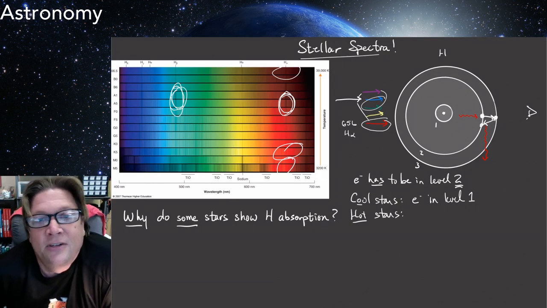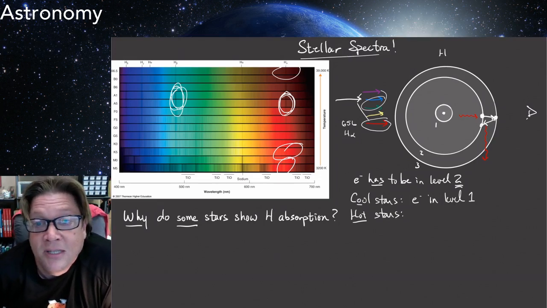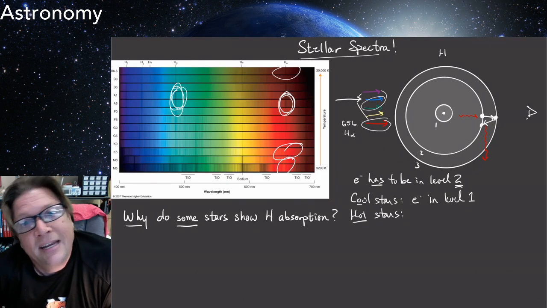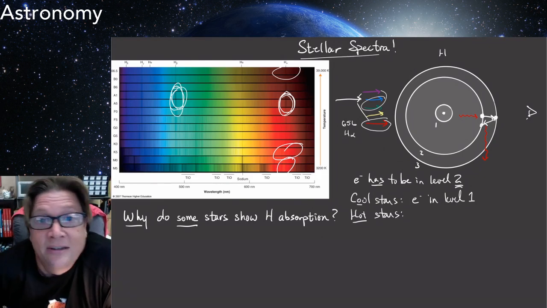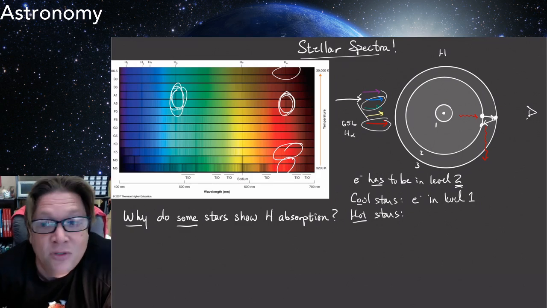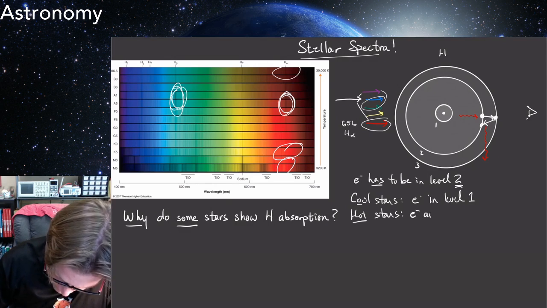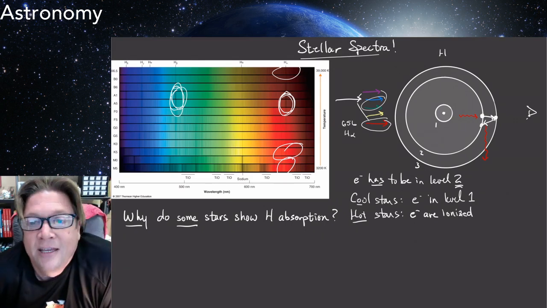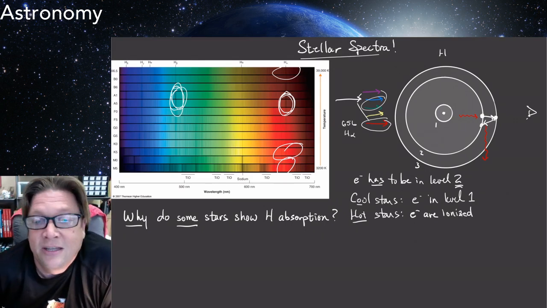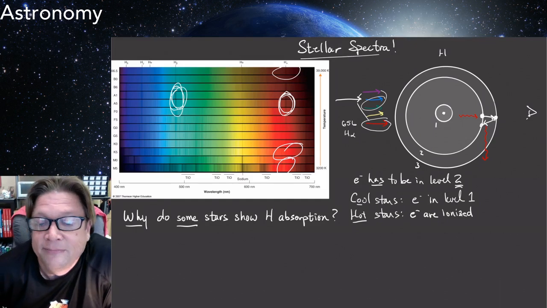What about really hot stars? In really hot stars, what happens is that the collisions are so violent that the electrons are not kicked up to level 2, they're kicked up to level 3 and above, and even ionized right out of the atom. So again, they can't absorb the visible light. You have to be in level 2. So you're not going to absorb those particular colors.